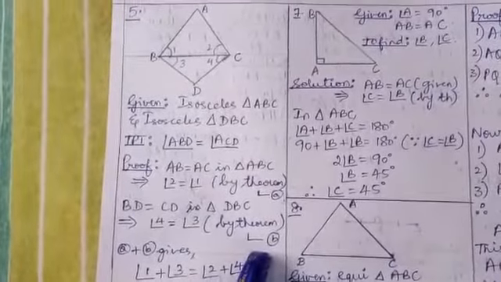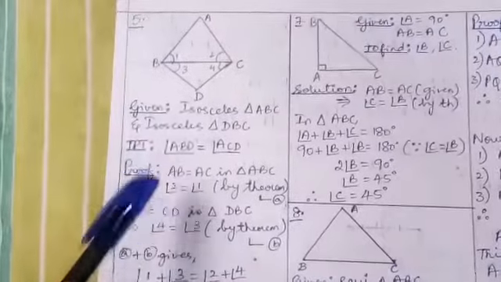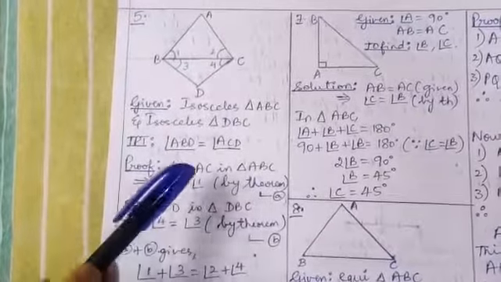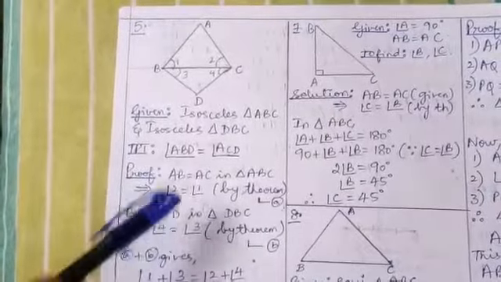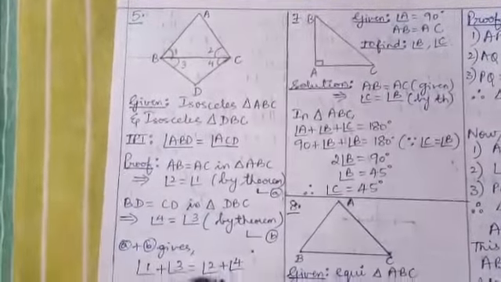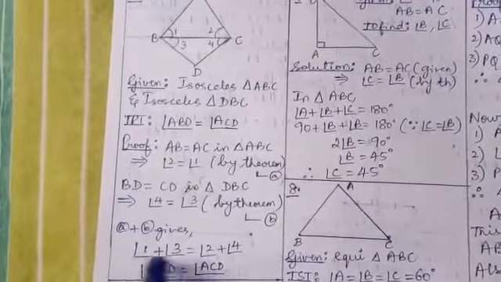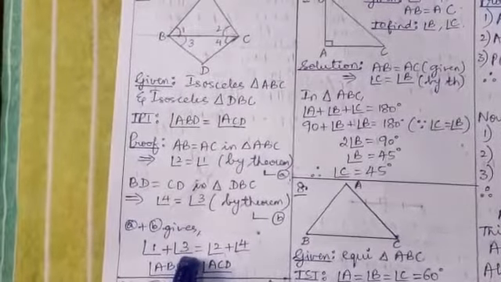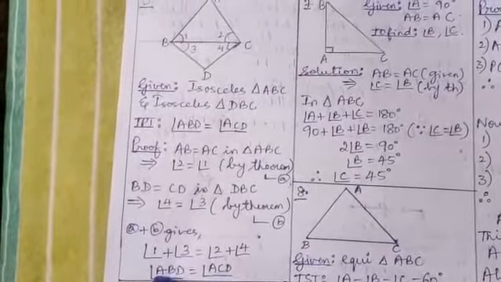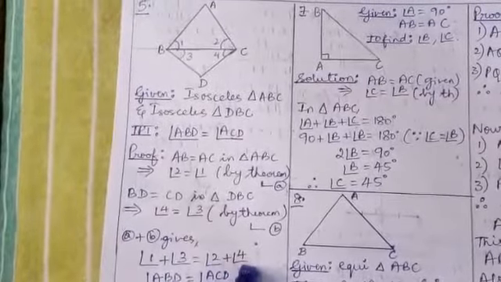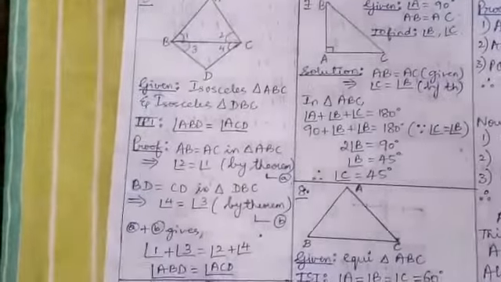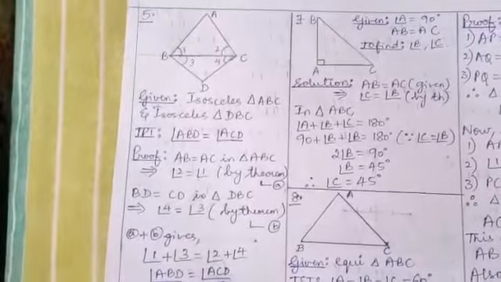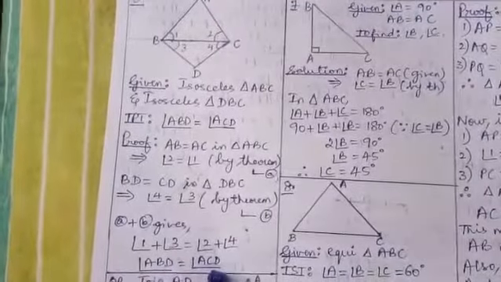What does it give us? Angle 2 plus angle 4 equals angle 1 plus angle 3. You can see that here. And what is angle 1 plus angle 3? Angle ABD. And what about angle 2 plus angle 4? Angle ACD. So this way we can prove that angle ABD equals angle ACD.